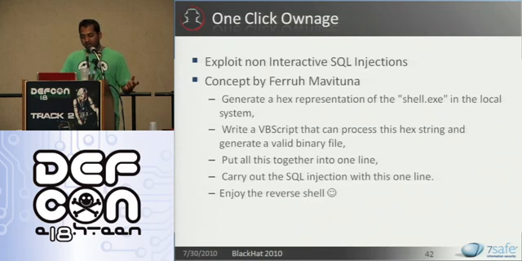So we convert that binary into hex. If you convert the binary into hex, the size will be double. So we use some reduction functions. We write a VB script that can process this hex string and generate a valid binary file. So the idea is in one single request, we can get a reverse Metasploit connection back to us.